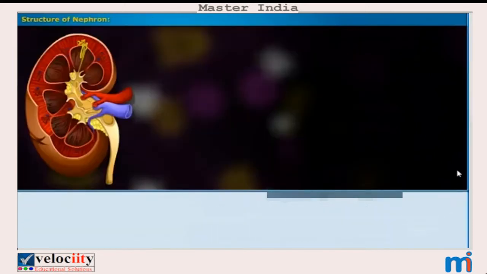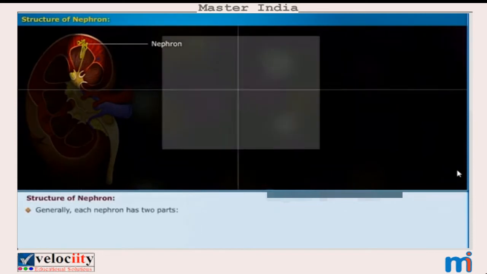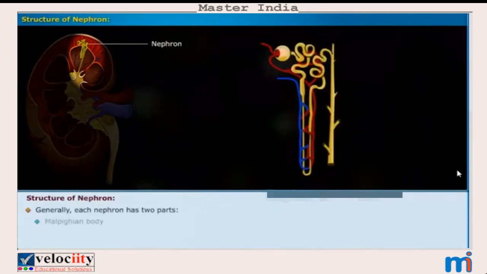Now, let us learn in detail about the structure and function of nephron. Structure of nephron. Generally, each nephron has two parts: Malpighian body and renal tubule.